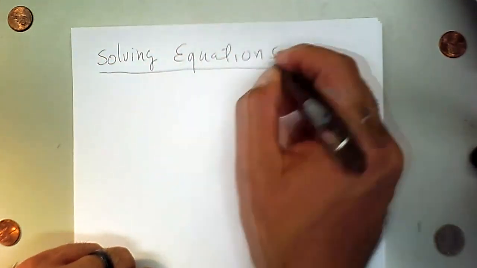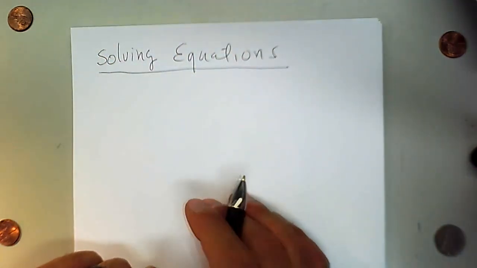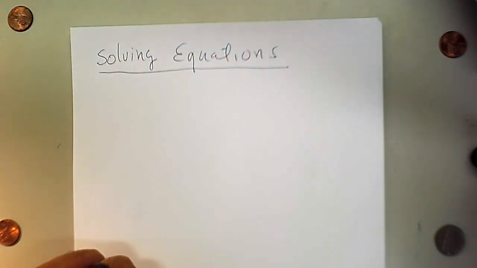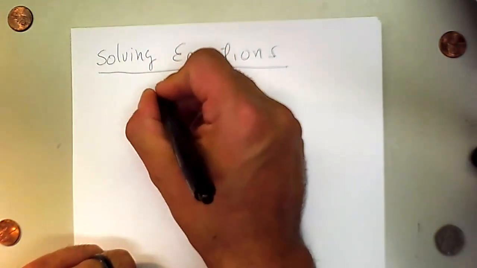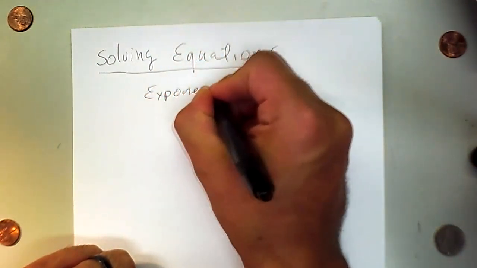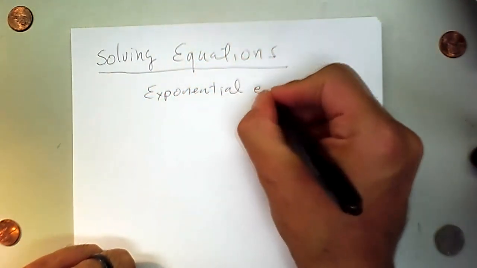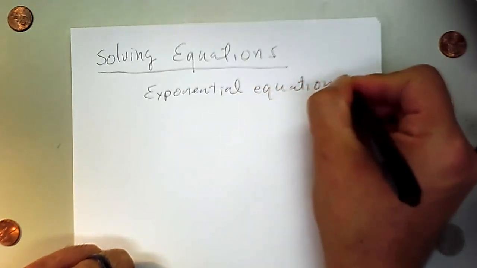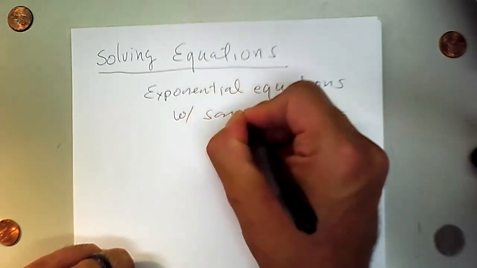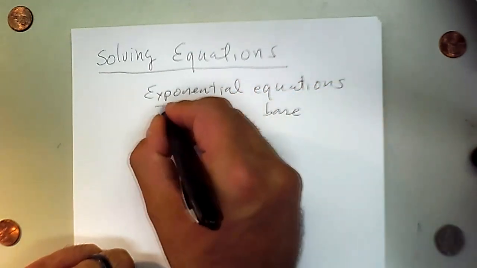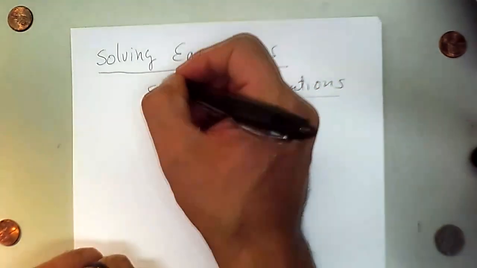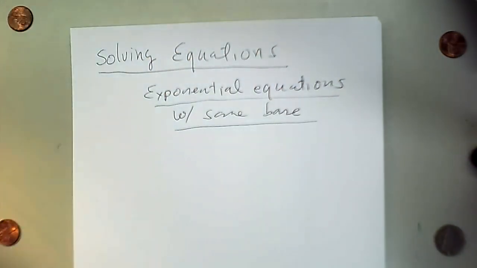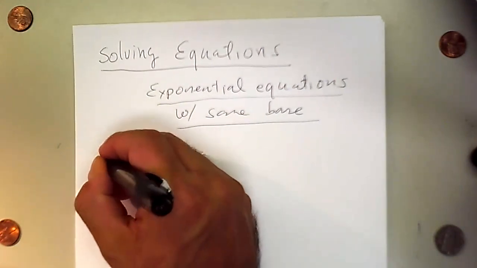Okay, and there are different kinds of equations. Let's start with exponential equations with the same base. Looking back to see what example number is next. Looks like 6. So we can refer back to those.